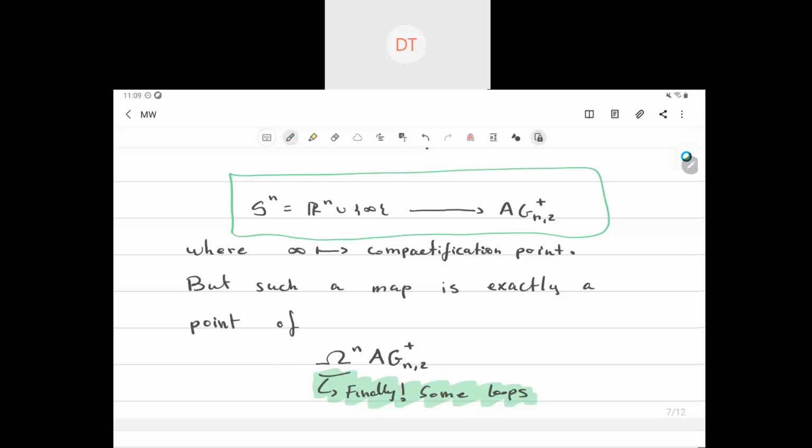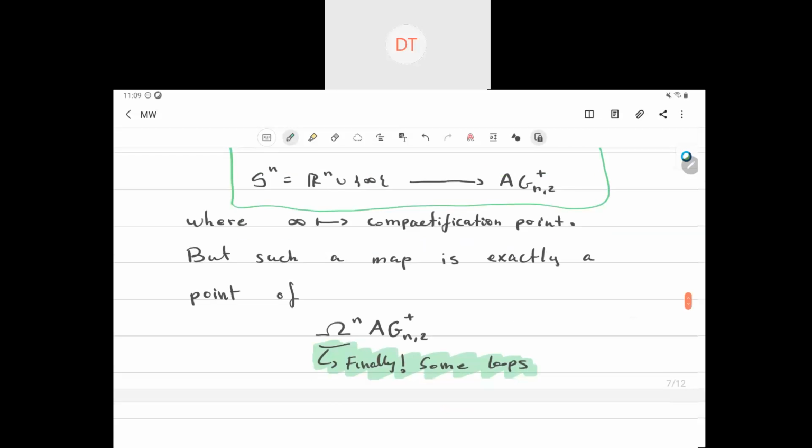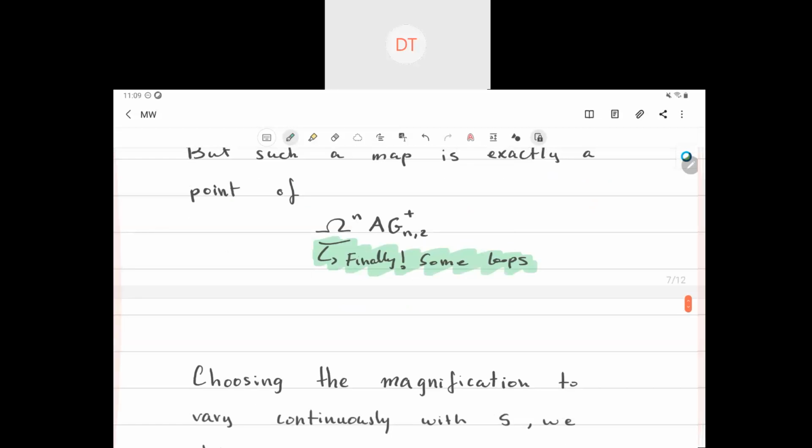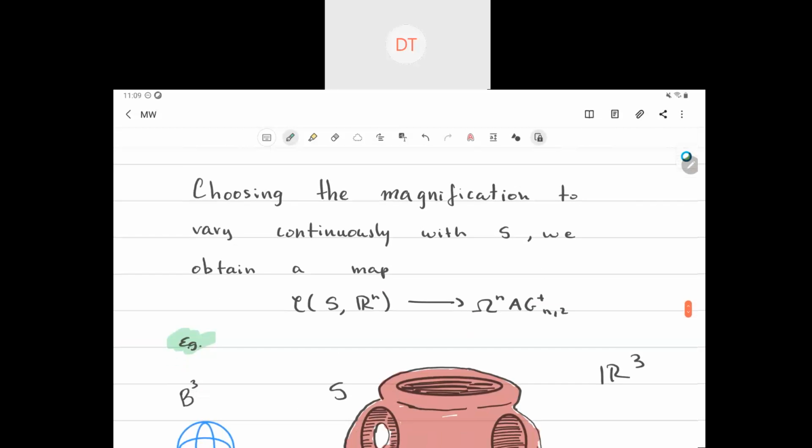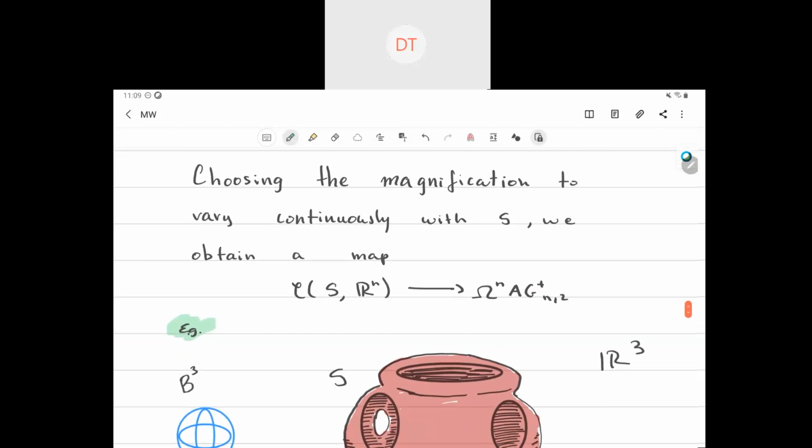All right, so we got our loops. Again, this is just some loops. We are looking for an infinite loop space. So we really want to see what that looks like. So we gotta keep pushing. Okay, so now we get to a sentence that might not be so clear. Choosing the magnification to vary continuously with S, we obtain a map from configurations of S in Rn to this loop space.